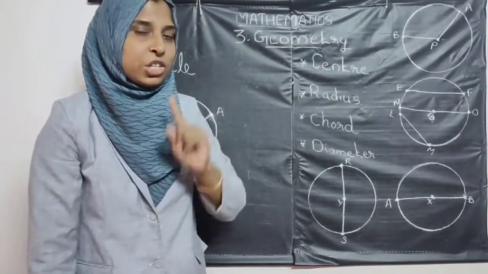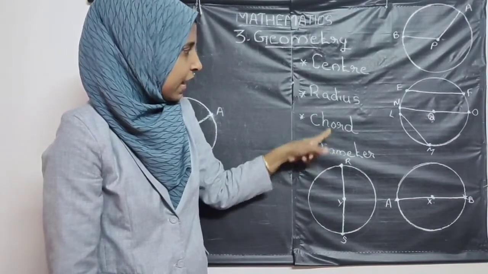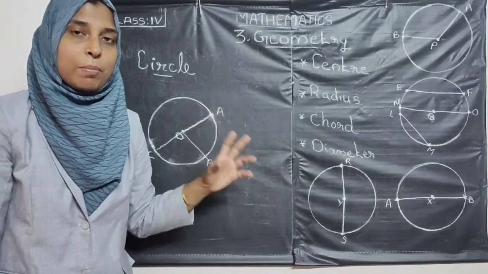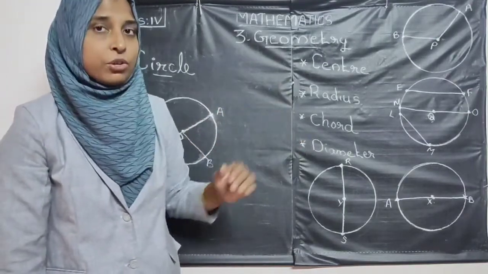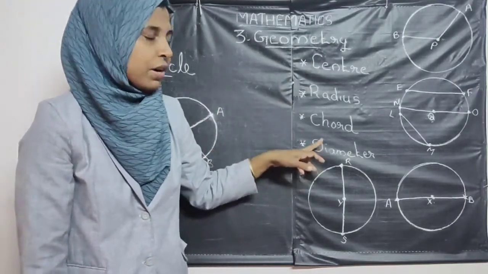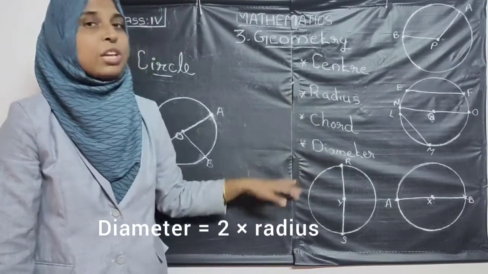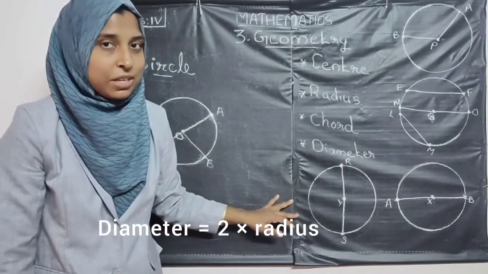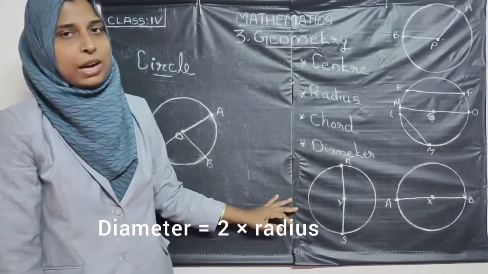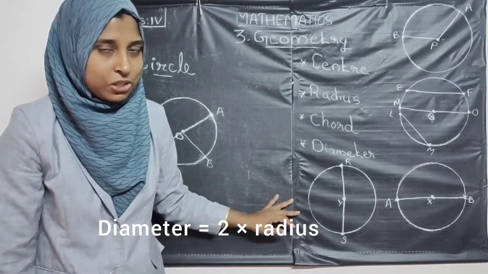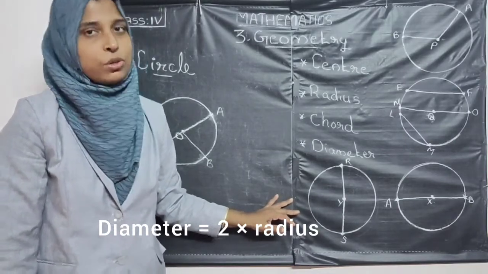And one more relation is there between diameter and radius. This is also very important, children. Problems from this relation you want to do. So the relation is diameter is equal to 2 into radius. Diameter is equal to 2 into radius. It is an important relation. Diameter is equal to 2 into radius.